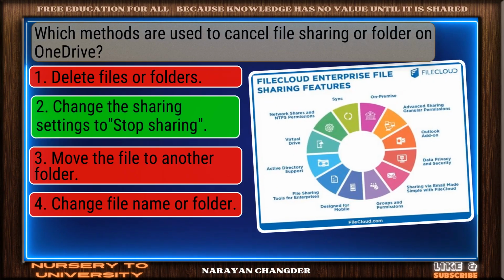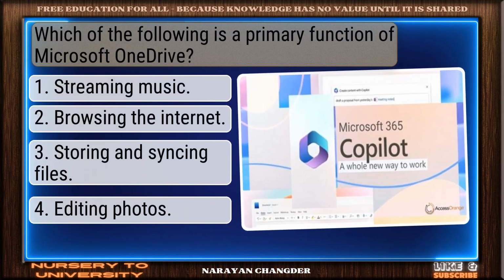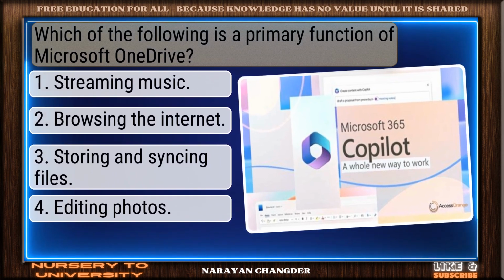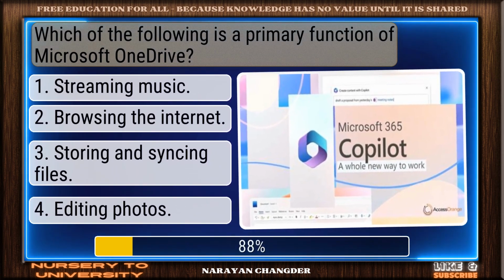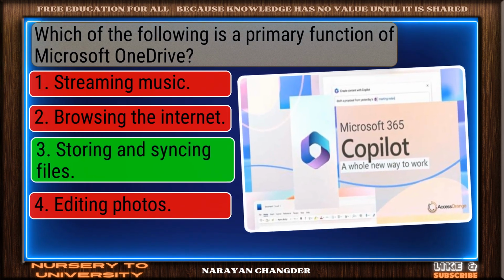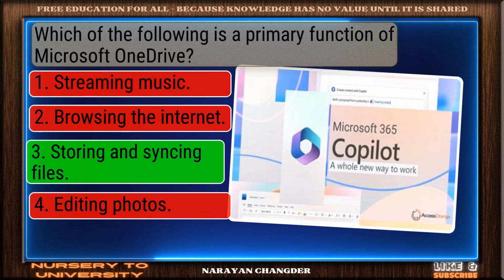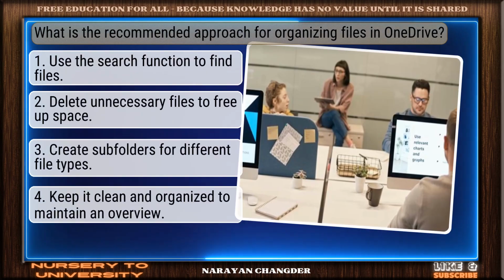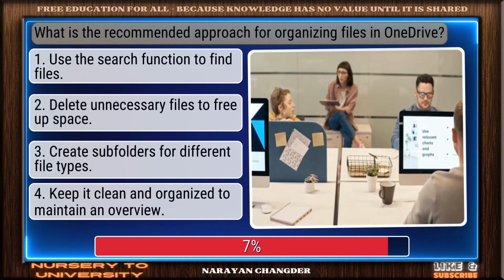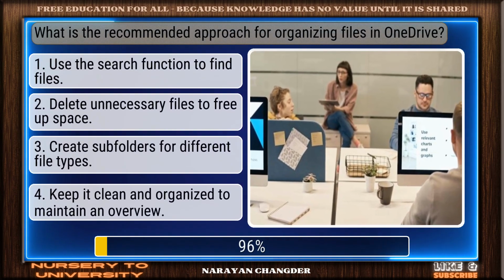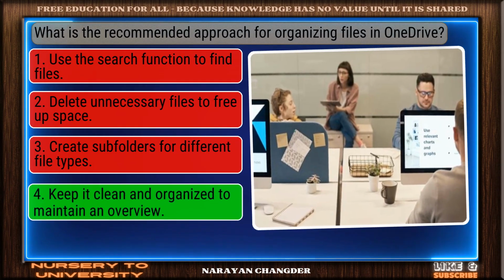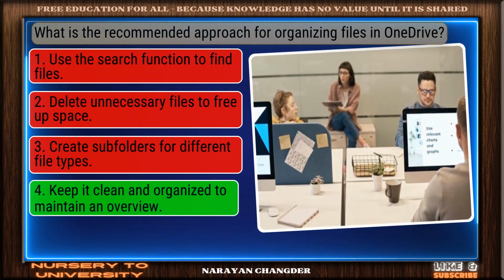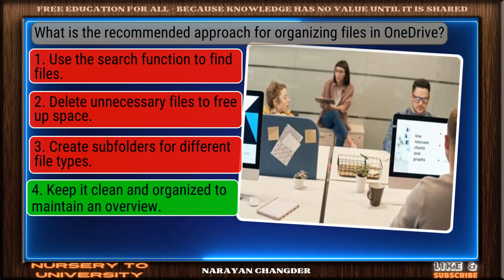Works well here. Question number 7. Which of the following is a primary function of Microsoft OneDrive? Perfect. Storing and syncing files is the correct choice. Question number 8. What is the recommended approach for organizing files in OneDrive? Sharp thinking. Keep it clean and organized to maintain an overview is the right choice.